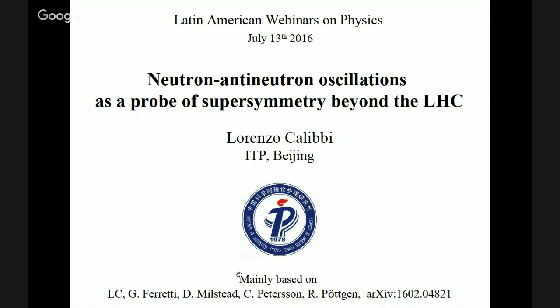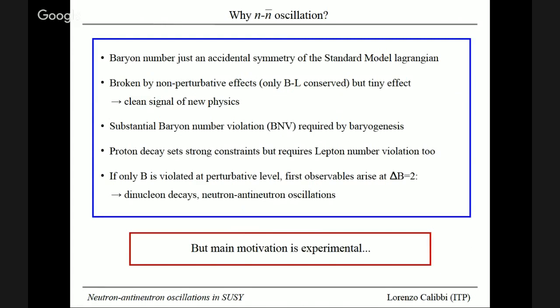With his friends who are both theorists and experimentalists from the University of Gothenburg and Stockholm in Sweden. So, as Joel anticipated, the topic is neutron and anti-neutron oscillations. So, why study such a process? Of course, this is a process that violates the baryon number by 2 units.